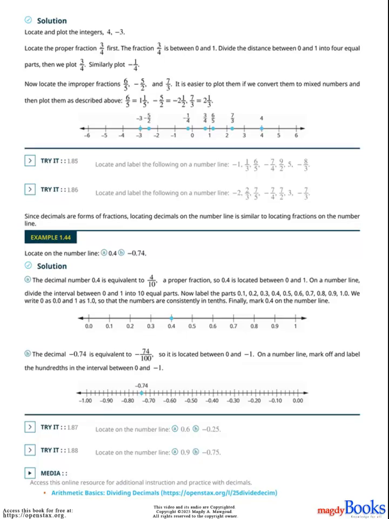Try it 1.85. Locate and label the following on a number line: -1, 1/3, 6/5, -7/4, 9/2, 5, -8/3. Try it 1.86. Locate and label the following on a number line: -2, 2/3, 7/5, -7/4, 7/2, 3, -7/3.